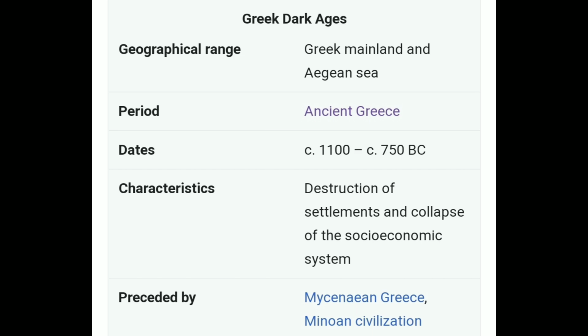I'll get more into stratigraphy, which is the study of the different layers of strata, in a future video. But look at what even Wiki says about the Mycenaean Greek culture: the destruction of settlements and the collapse of the socio-economic system. So they found the ruins of the society before them, just like we find the ruins of the ancient Romans and the Mycenaeans underneath that layer.